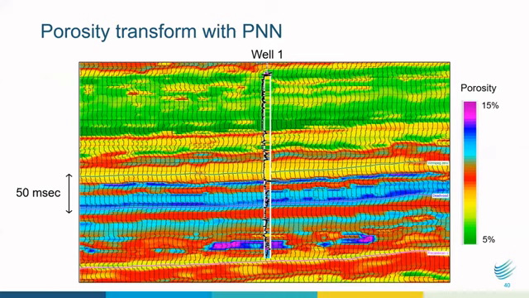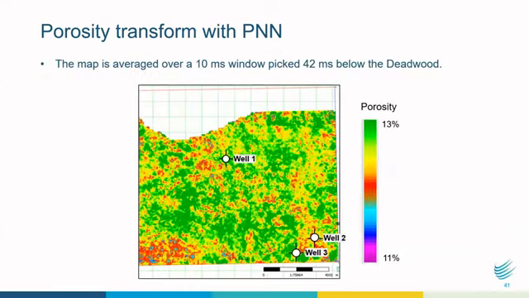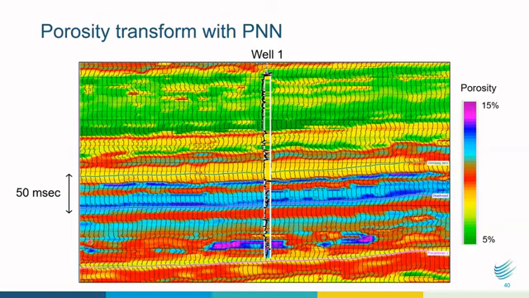Using this trained PNN, probabilistic neural network, we applied it to a whole volume and obtained results in the form of a porosity volume. Here you can see a section passing through well 1 over this geothermal target, and in this zone we have a porosity of about 10 to 15%. If we build a map, here is a porosity map, which is created in a window of 10 milliseconds, picked 42 milliseconds below the Deadwood Formation, so somewhere here in this zone.